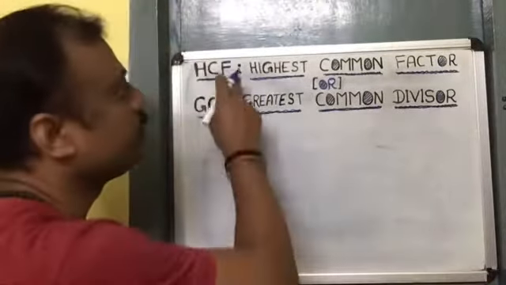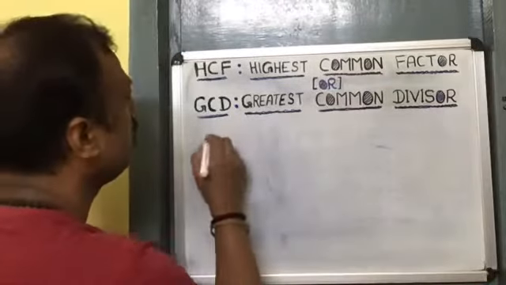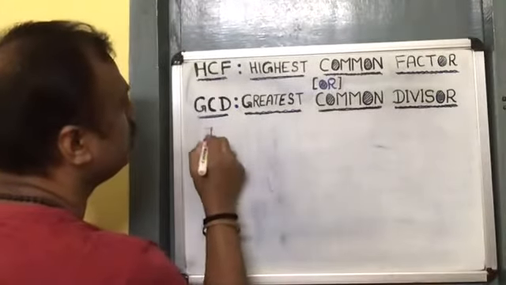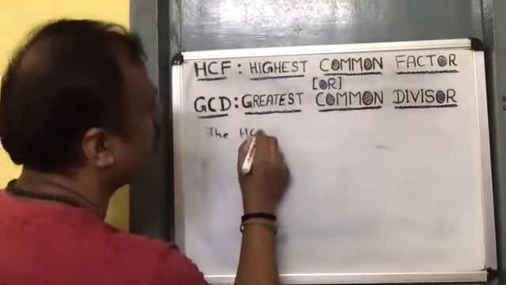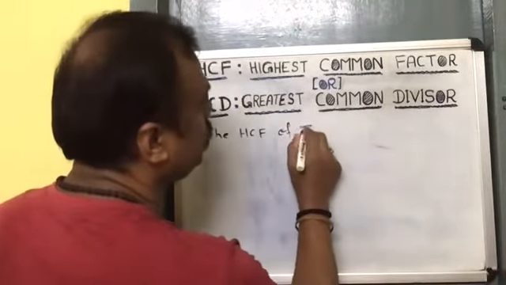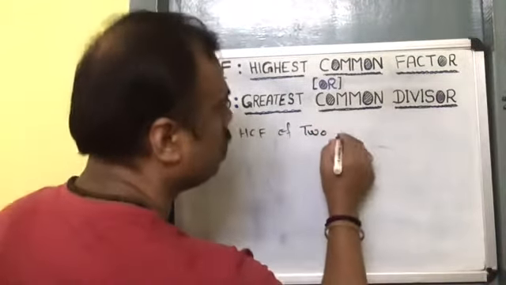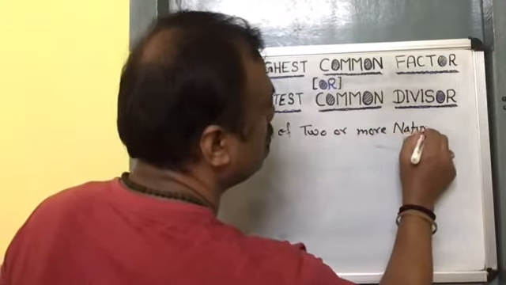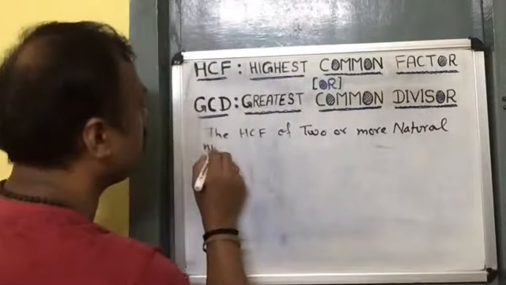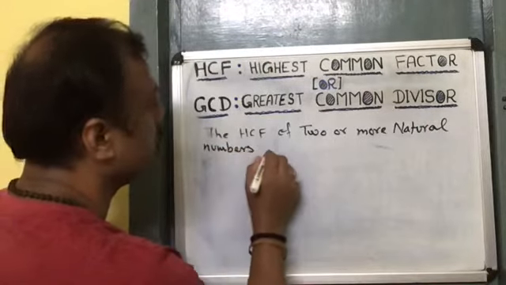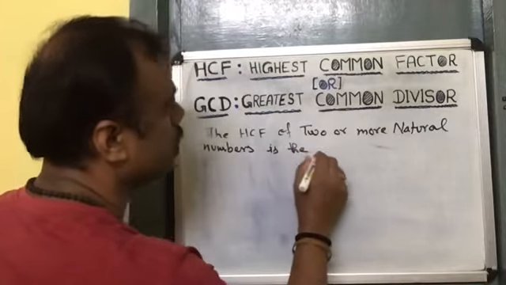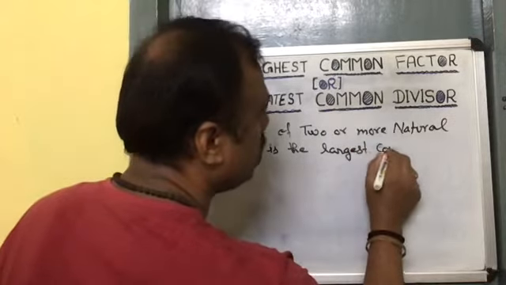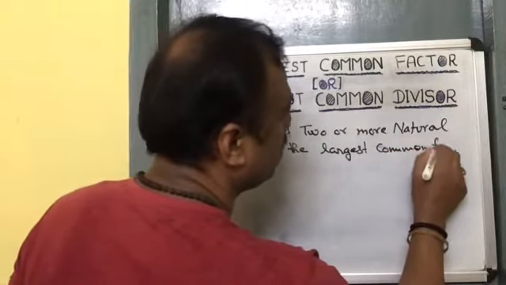As it is clear from the name, the HCF of two or more natural numbers is the highest or largest common factor.